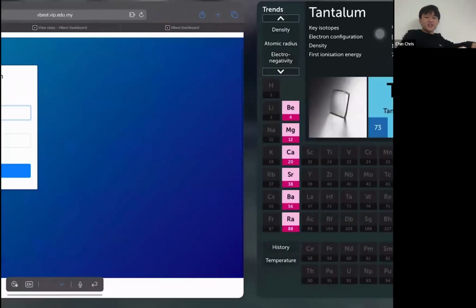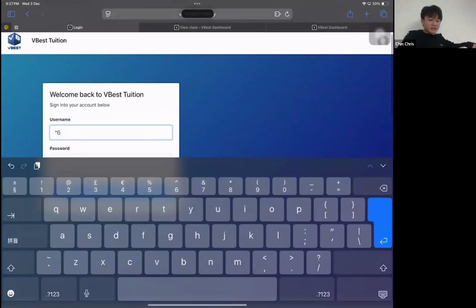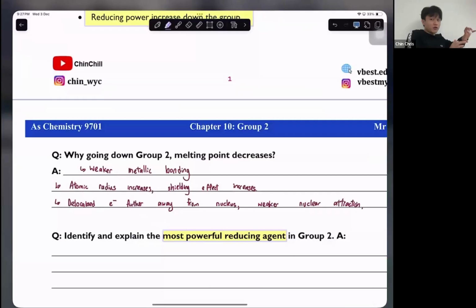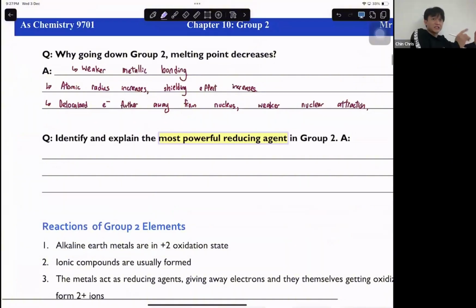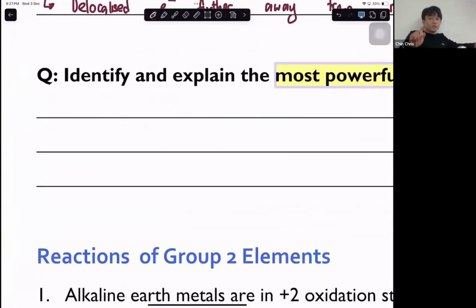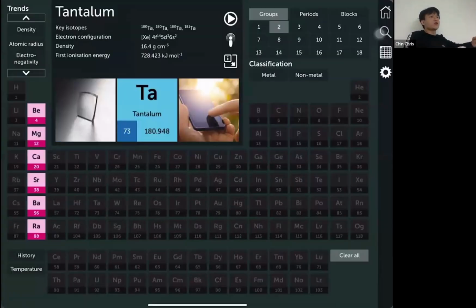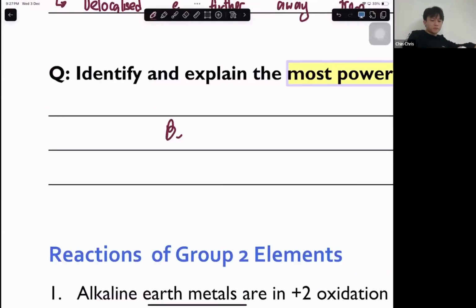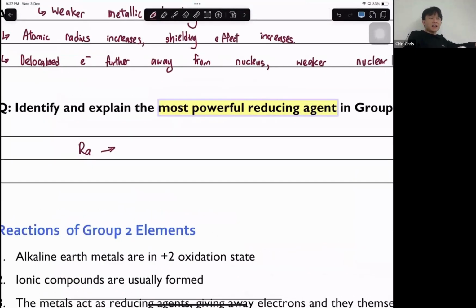All right, guys, let me tell you this: you have to fix your thinking process, especially when you're doing the exam. Some kids who never read the question will just jump into conclusions. Some kids will just choose Be. Or, for example, some kids will just choose Ra. Then after that, you have to tell me, why? Because it's the last element, easiest, correct? Then after that, it is the easiest to donate electron, correct?